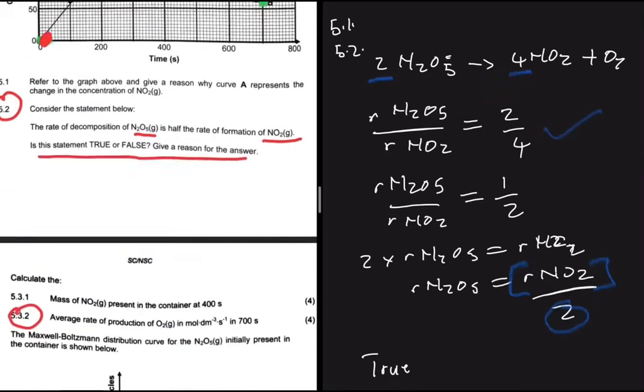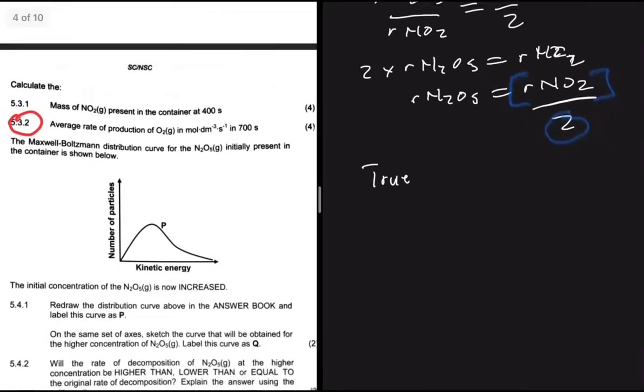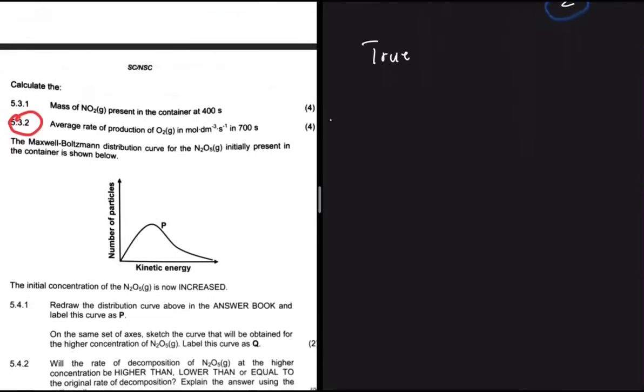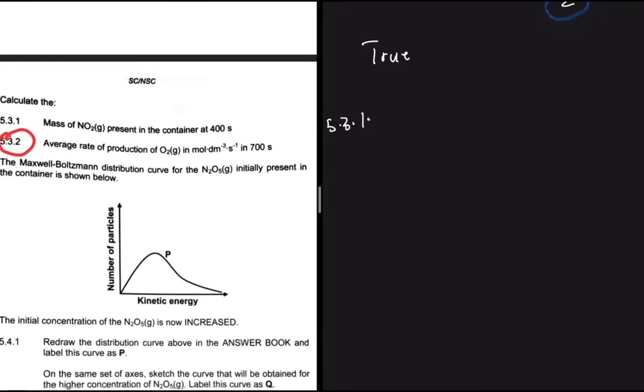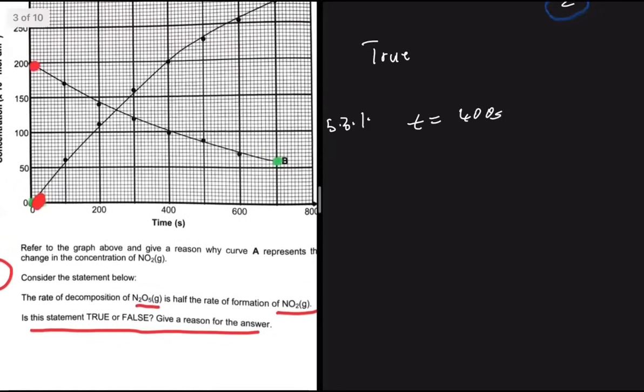Anyway, let's do 5.3. We have another interesting one here. 5.3.1, we're looking for the mass of NO2 present in the container at T equals 400 seconds. So let's go to our graph.